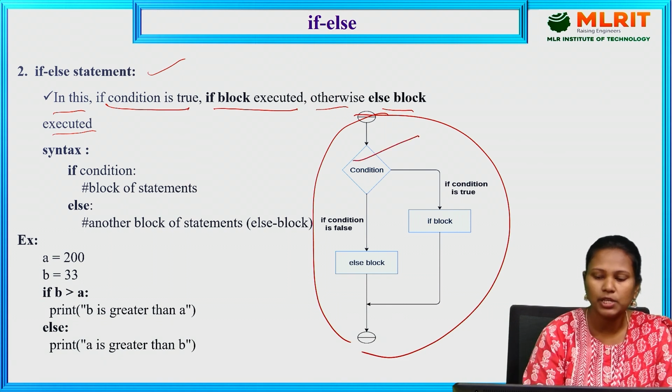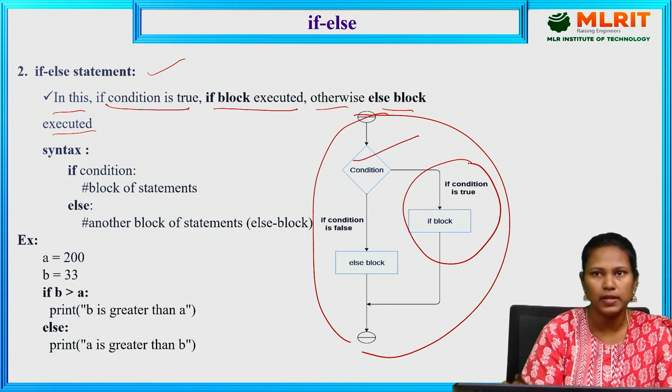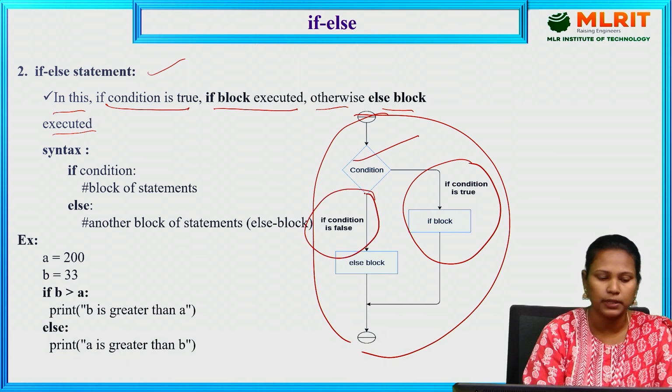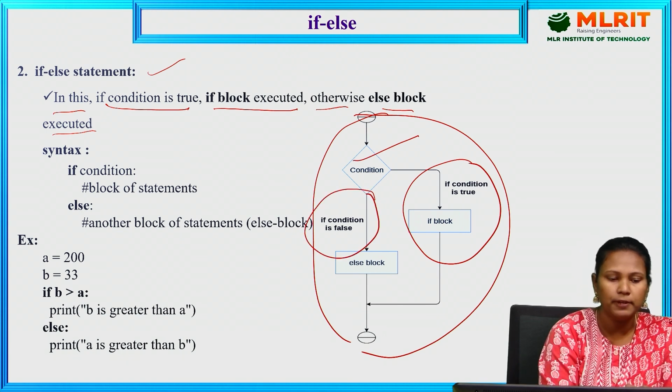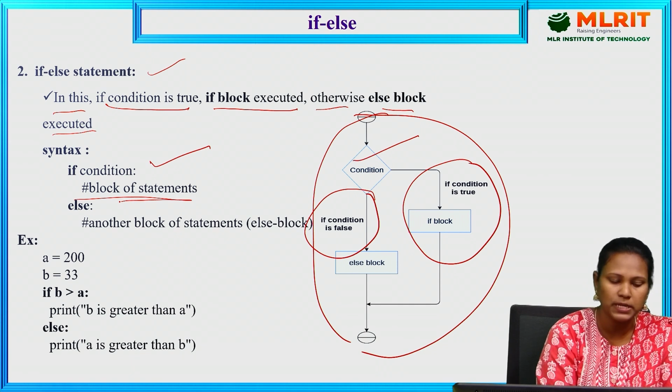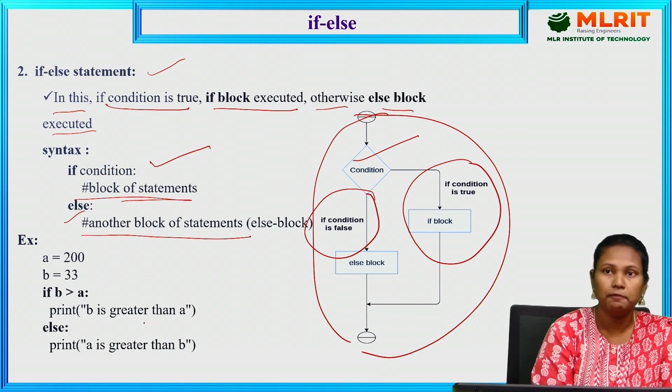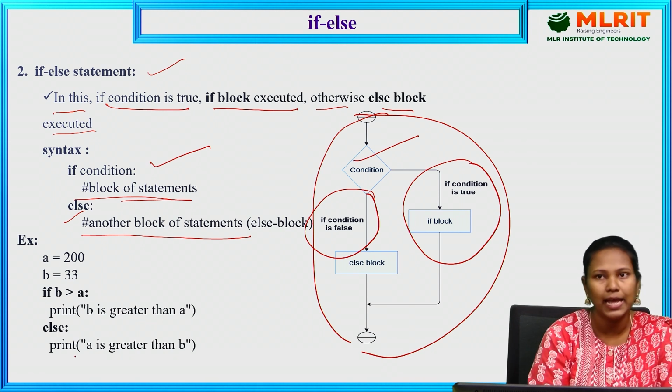If the condition is true, the if block statements will execute. If the condition failed, the else block will execute. So the syntax for if else is: if condition, a block of statements, and else, another block. If the condition is true, it executes the if block. If the condition is false, it goes to the else block.